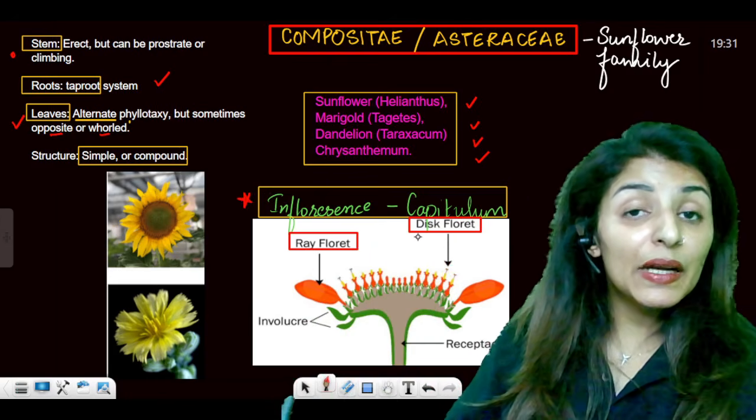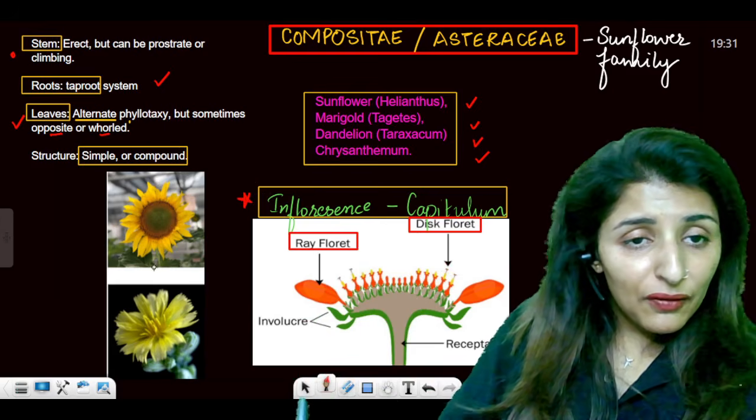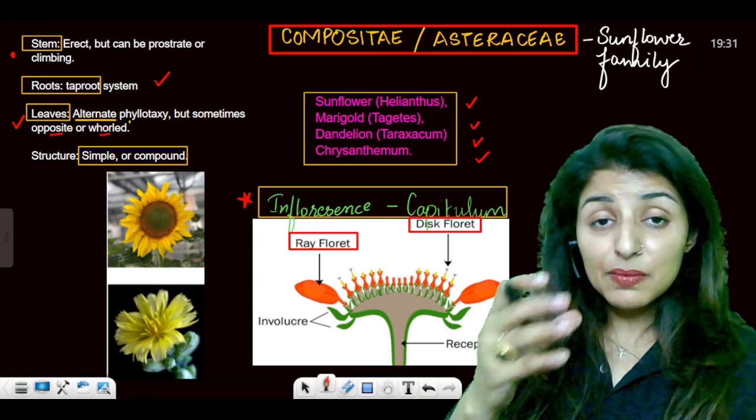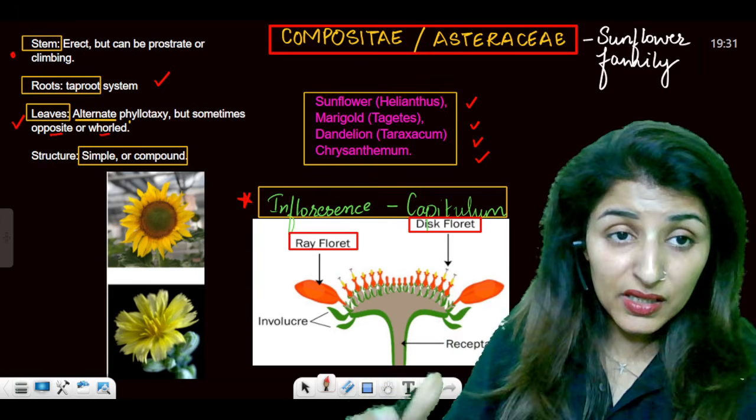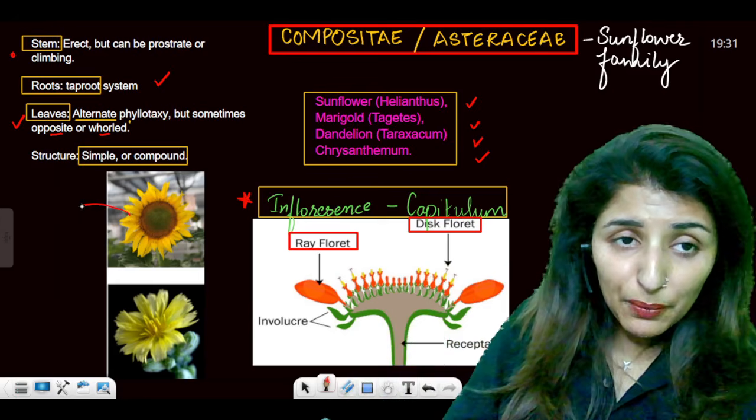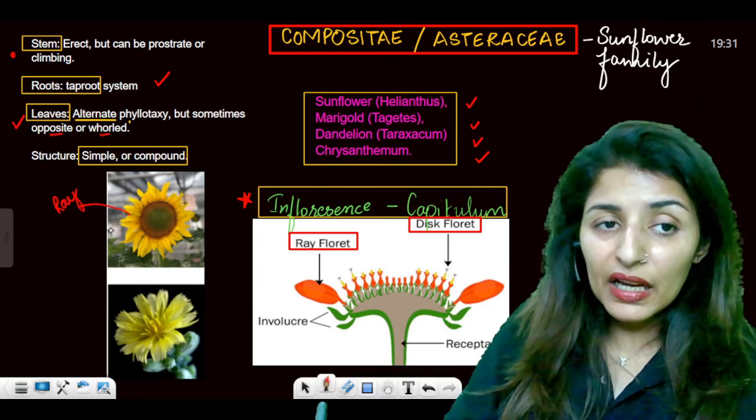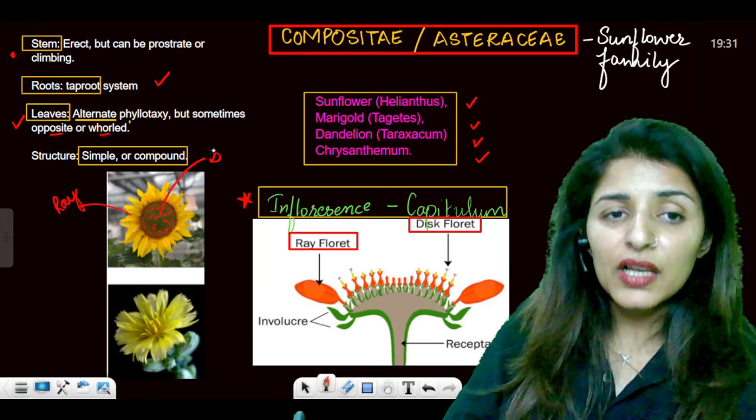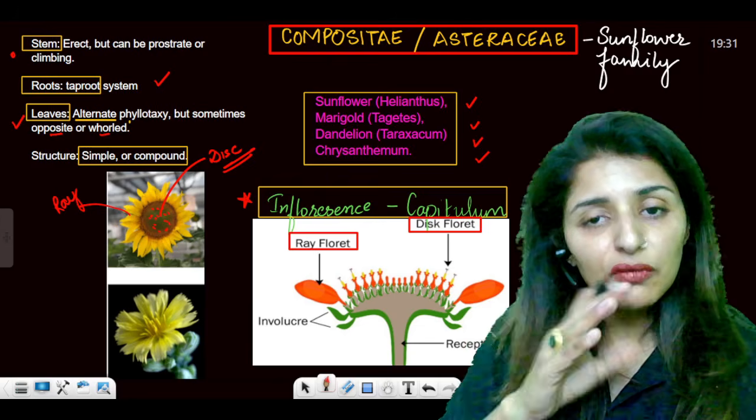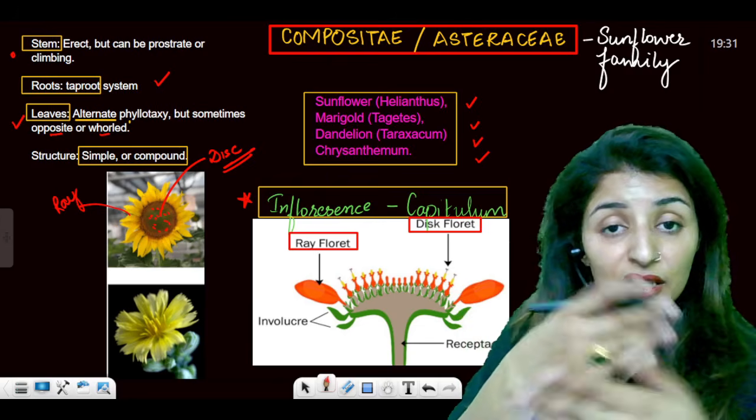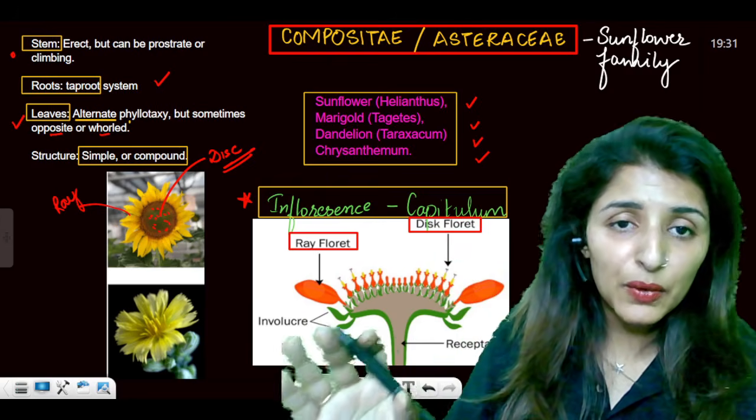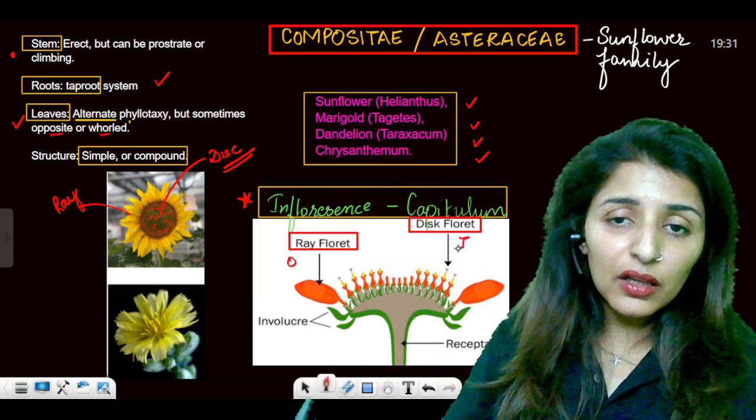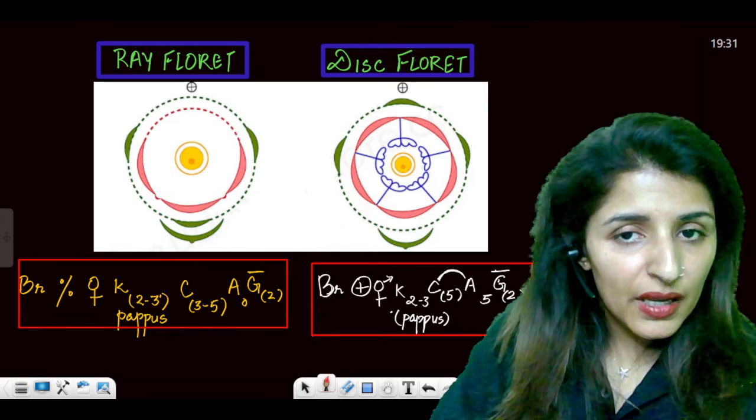which is known as capitulum. Now, the flower that you see here in the picture is not one flower. It is basically a group of florets. The florets present on the outer side are known as ray florets, while those in this dark colored disc are known as disc florets. So there is a disc over which small florets are present, which are of two types. The outer ones are known as ray florets and the inner ones are known as disc florets. I hope this much is clear.